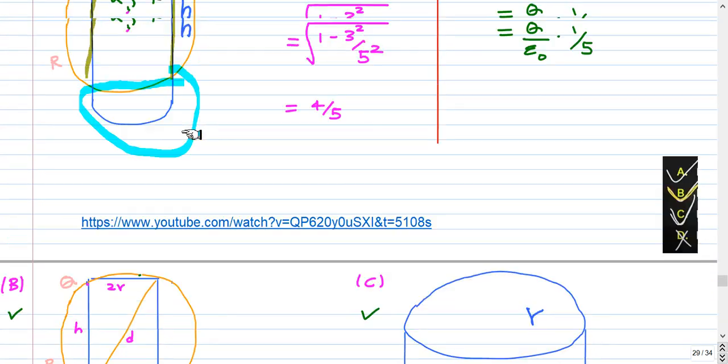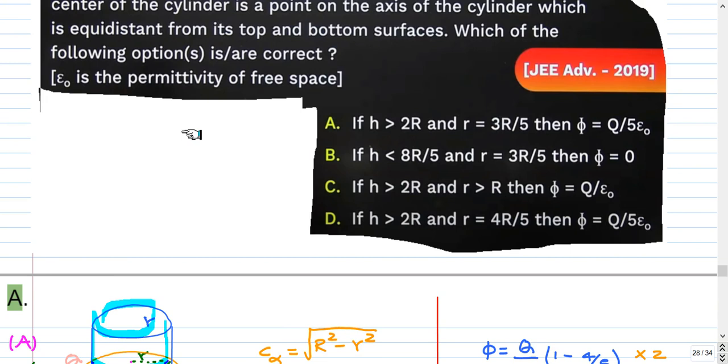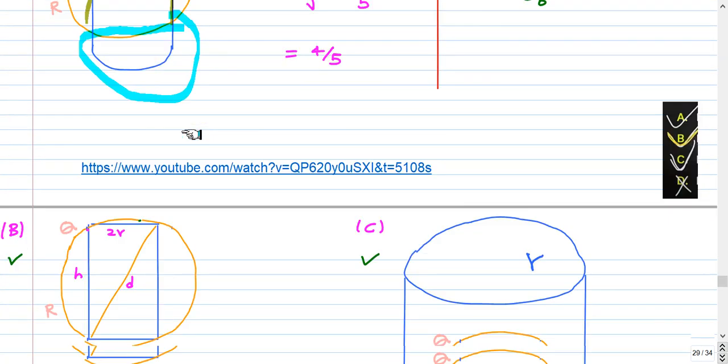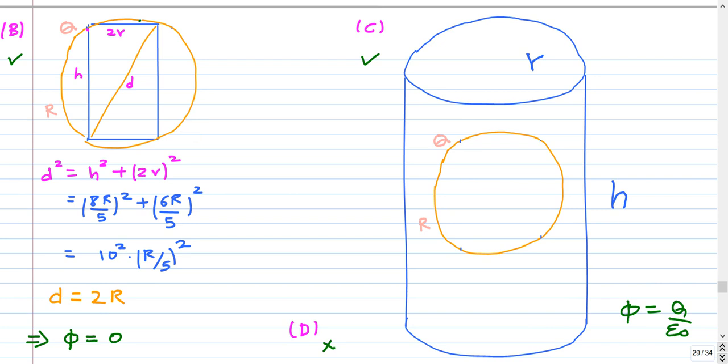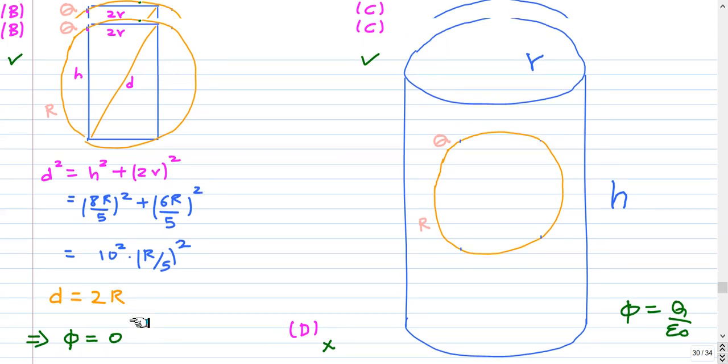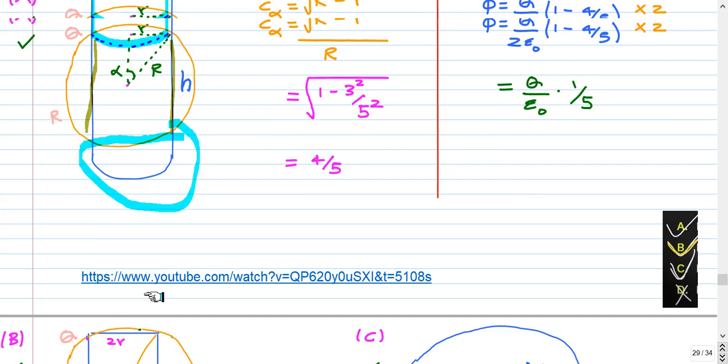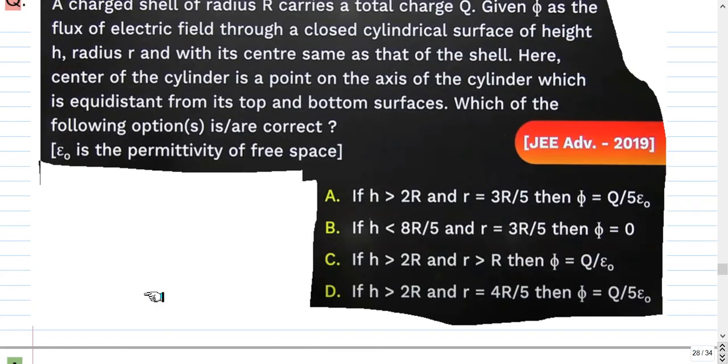But here in option B, h is less than 8r by 5. So the Gaussian cylinder will be a little bit inside this spherical shell, and the electric field inside the spherical shell is 0. So the amount of flux that is passing through this Gaussian cylinder is 0. So option B says the flux is 0, so it is correct.